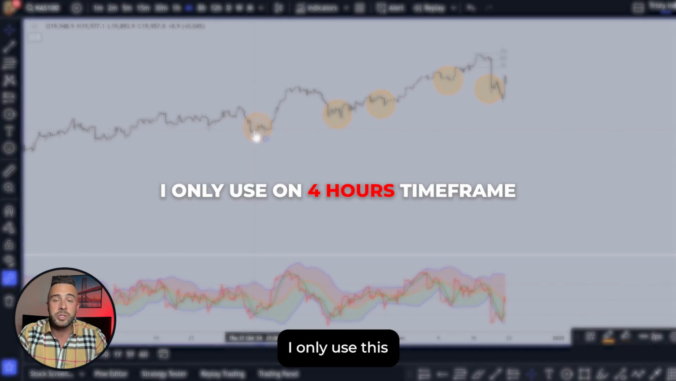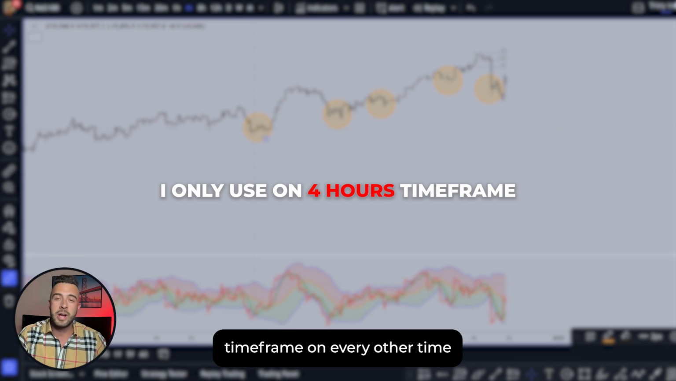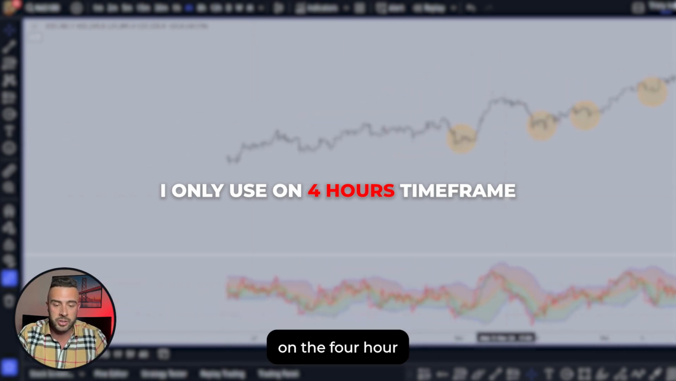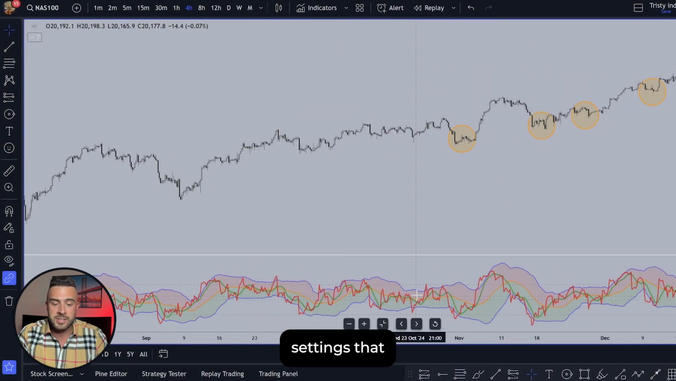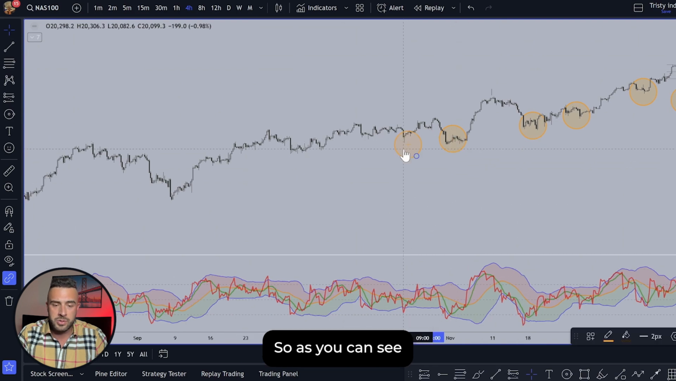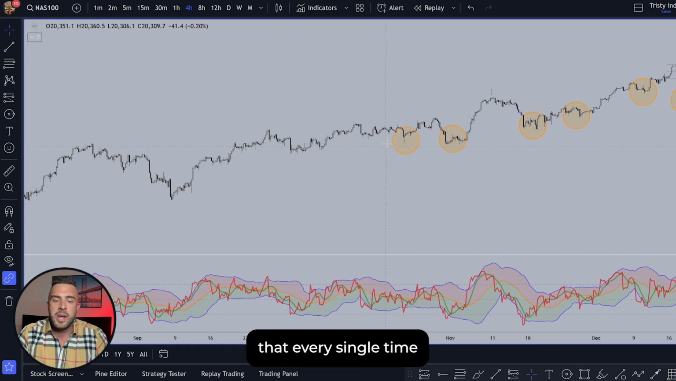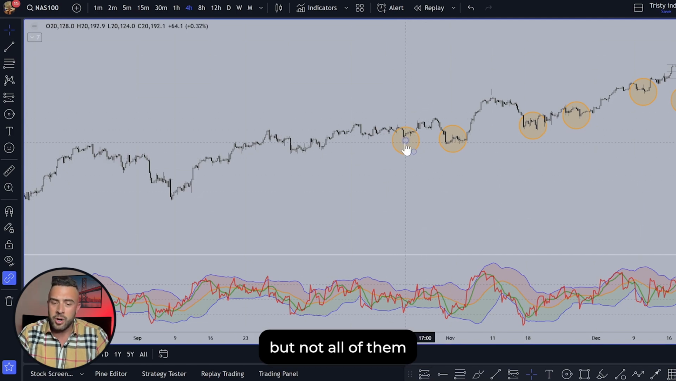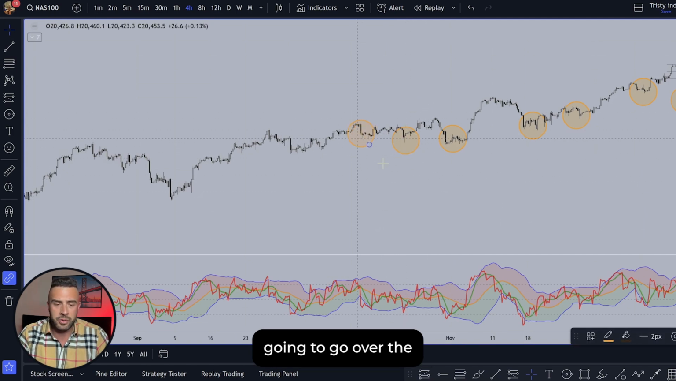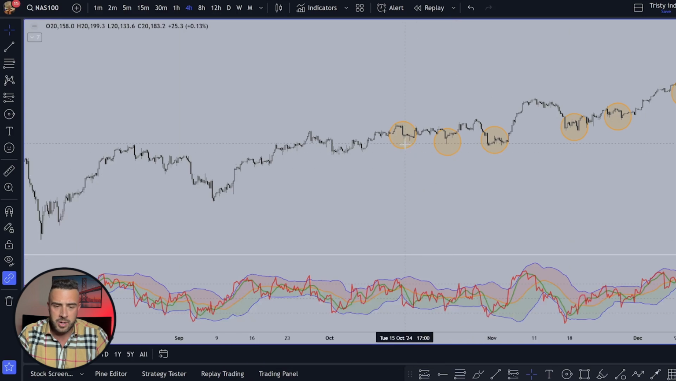And again, I only use this on the 4-hour time frame. On every other time frame, I don't really care. I only use it on the 4-hour, and it's with the stock settings that come with the indicator. As you can see here, you'll start to notice that every single time there's a pierce, we get a violent reaction, but not all of them are created equal. We're going to go over the reasons why in a few minutes.